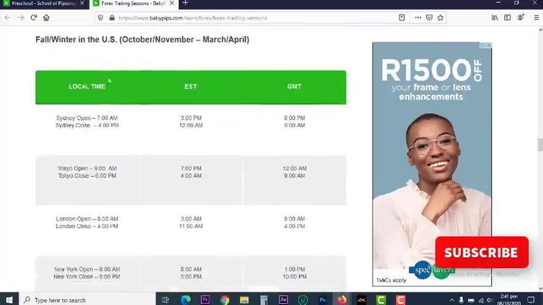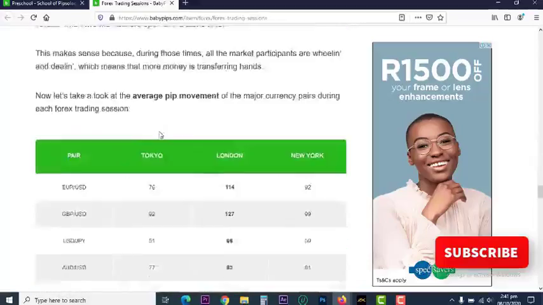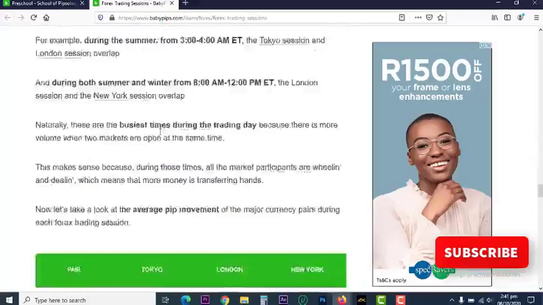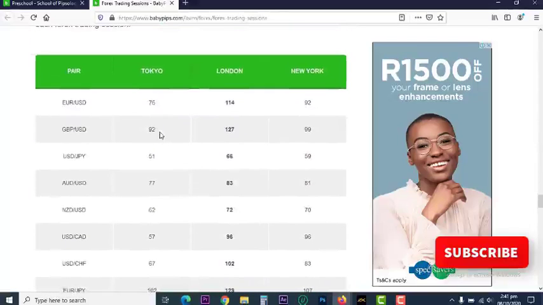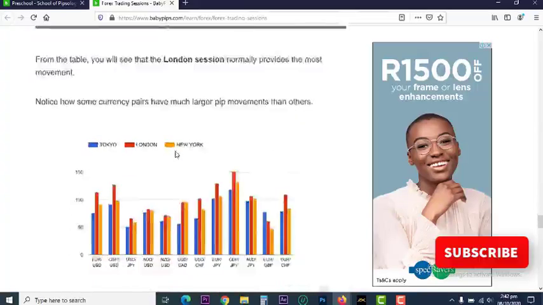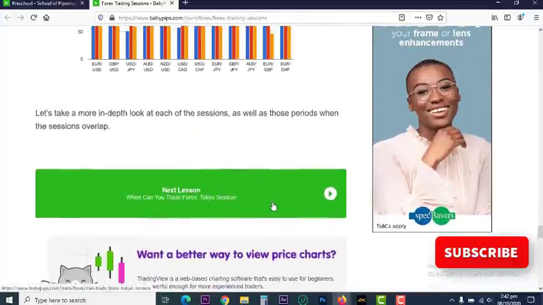In the fall as well, you can see the fall of the US, between October, November to March and April, these are the times the market opens. And here we talked about trading overlap. In this section, these are the pairs that are traded in any session and the volatility, or number of pips, you expect to see the market move, either up or down. This is just a chart of it. You really don't need to bother yourself about this. It doesn't matter.